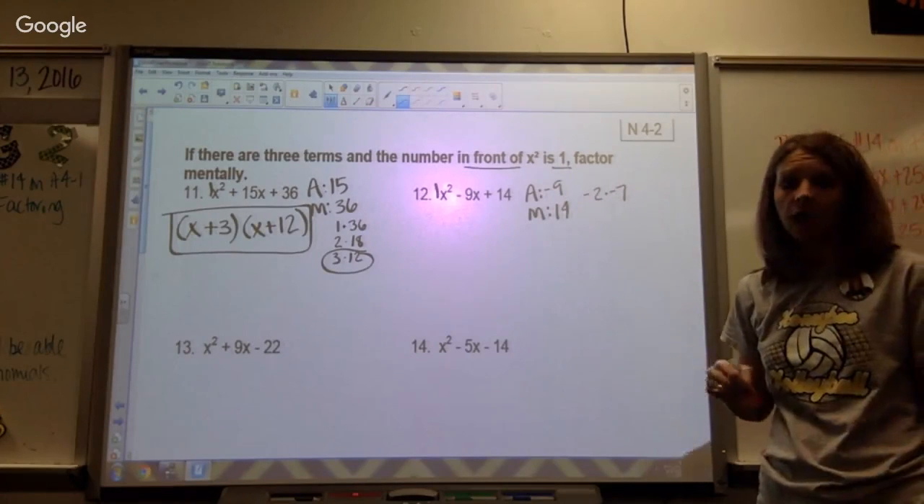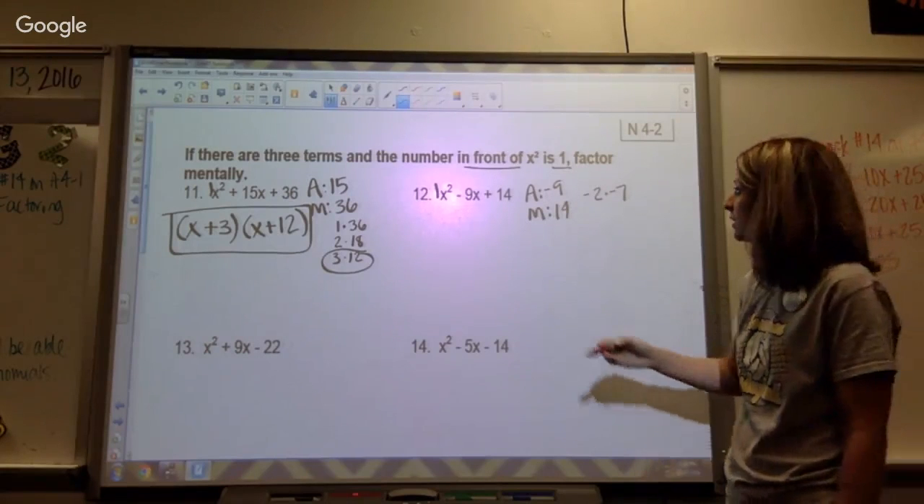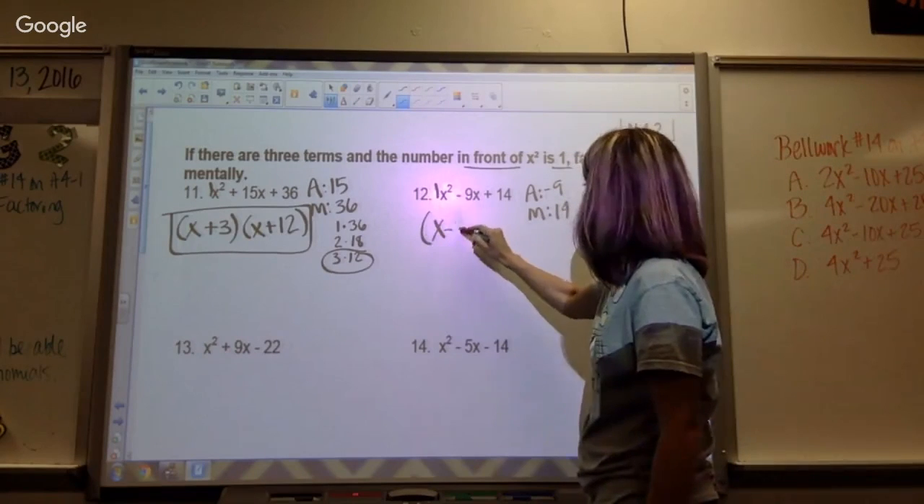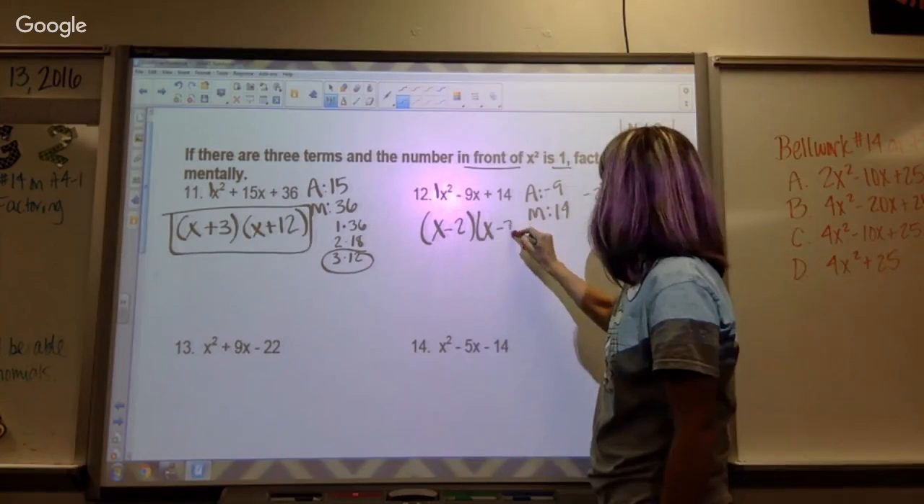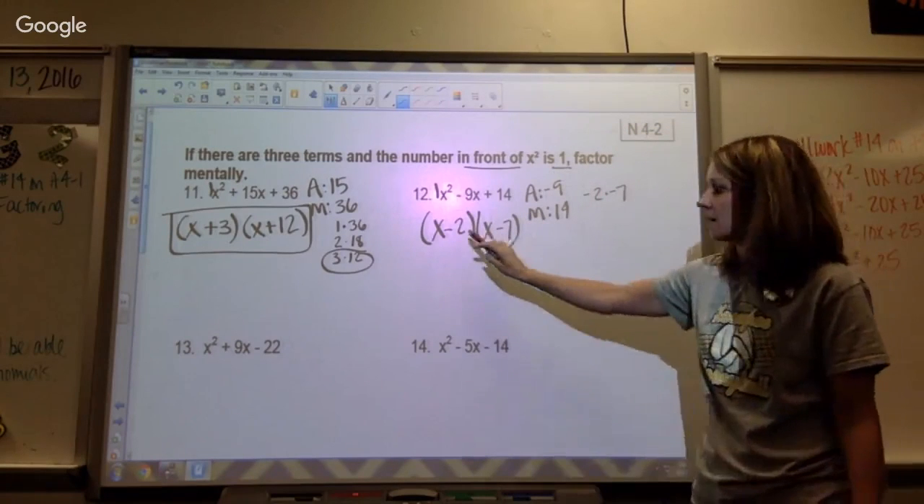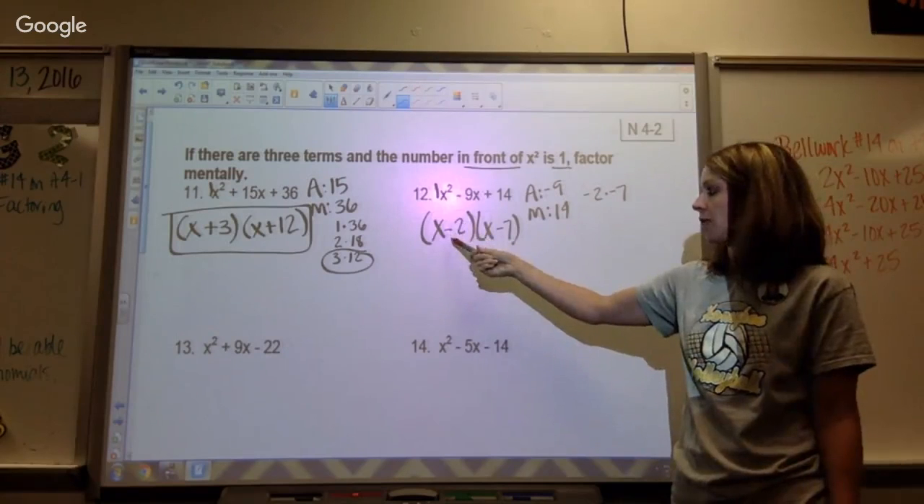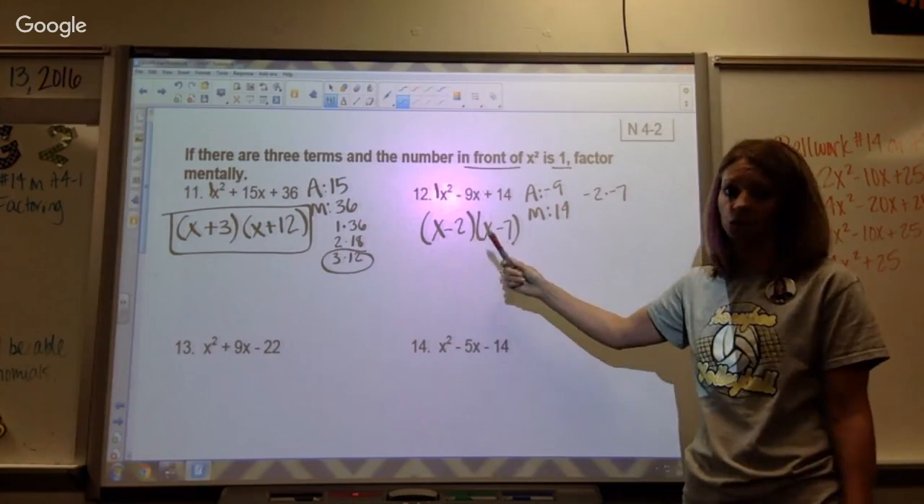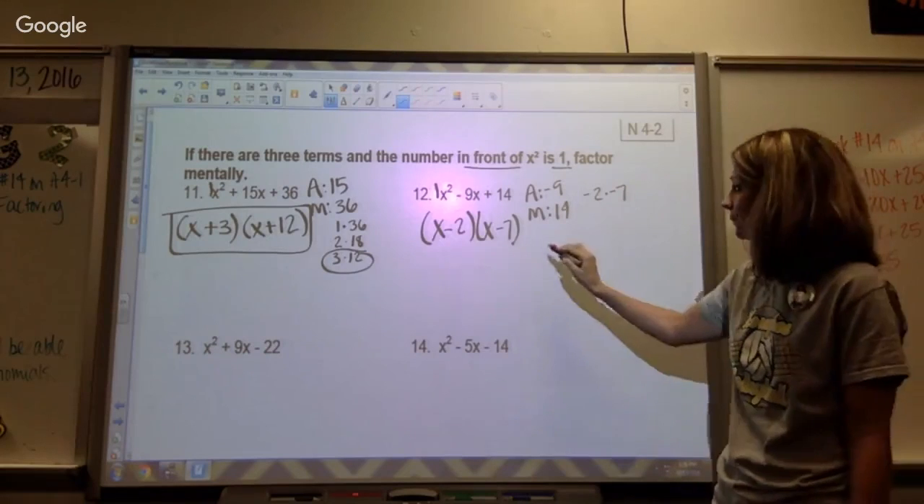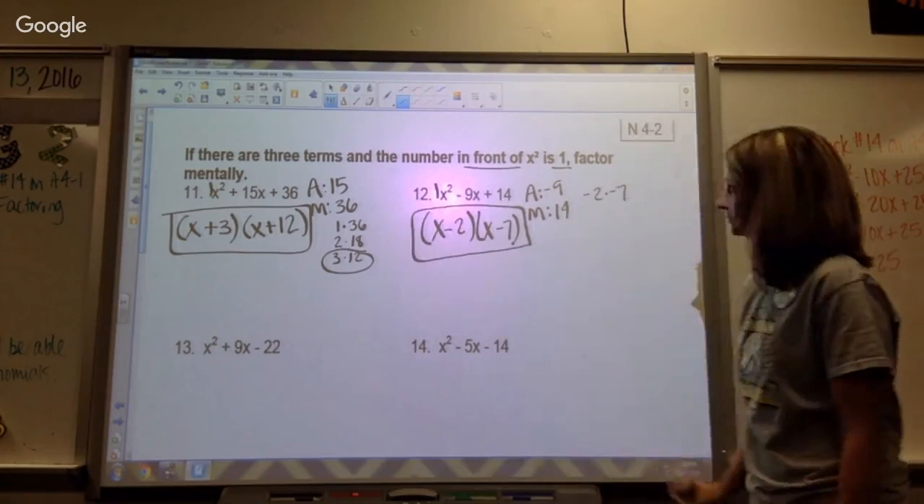If you can't do it in your head, write all of the factors out. So that would be x minus 2 and x minus 7. It doesn't matter the order that you write these as long as it's the correct sign. So you could have x minus 7 times x minus 2. That would give you the same answer. Okay?